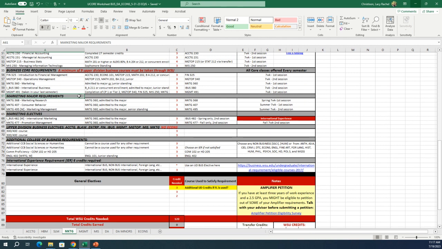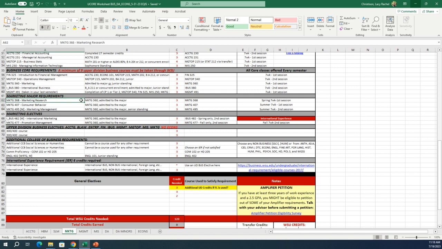Now, once you're admitted to your specific major within your degree, those specific courses that make up your individualized major, for example, right now we're taking a look at the marketing planning worksheet, are only offered once a year. They're still going to be 7-week business classes, but there are very specific terms in which they're offered.